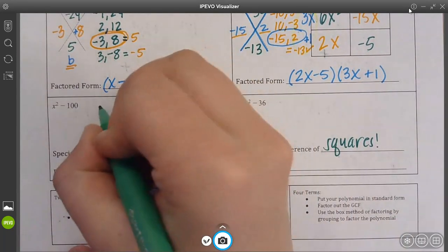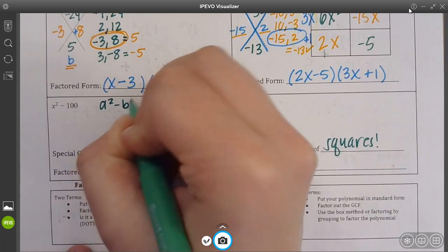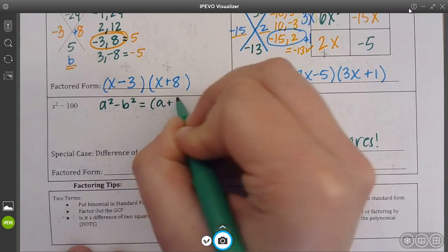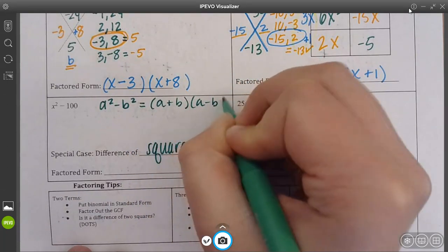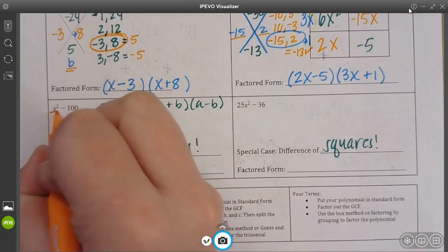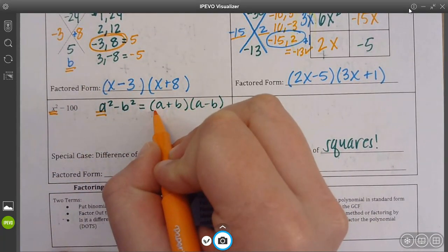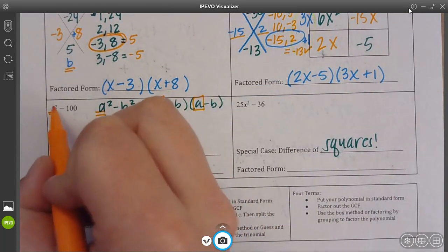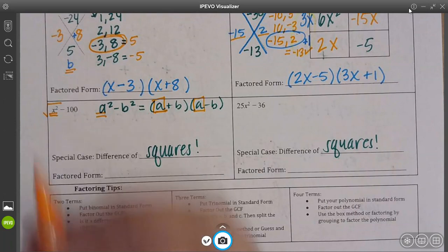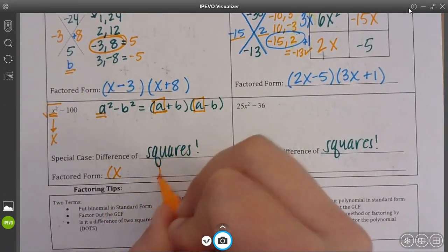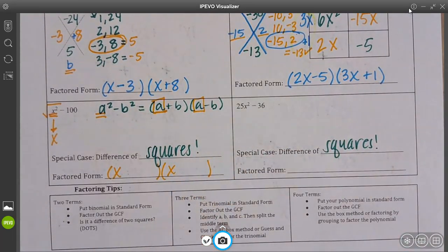So if we had something like a squared minus b squared, so if we had 2 square numbers, it factors as a plus b times a minus b. That's just our special pattern. So let's think about if this x squared is a squared, it's going to factor as a plain old a. So how do I get rid of the squared? I take the square root of it. This is going to factor as x. So in my factored form, I'm going to have an x in both of my parentheses.